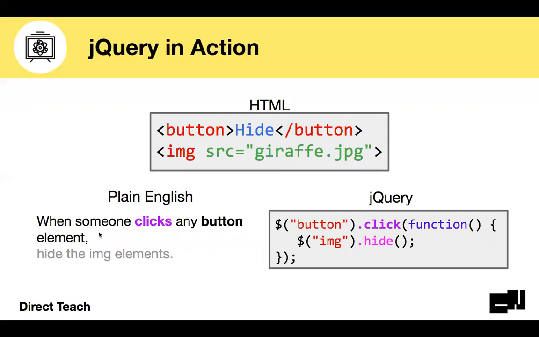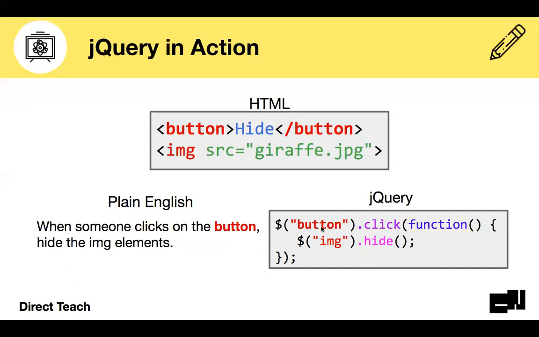If you look at the plain English statement, that first part of the statement, when someone clicks any button element, it's represented in that first line of jQuery. When somebody clicks, you see the dot click, any button.